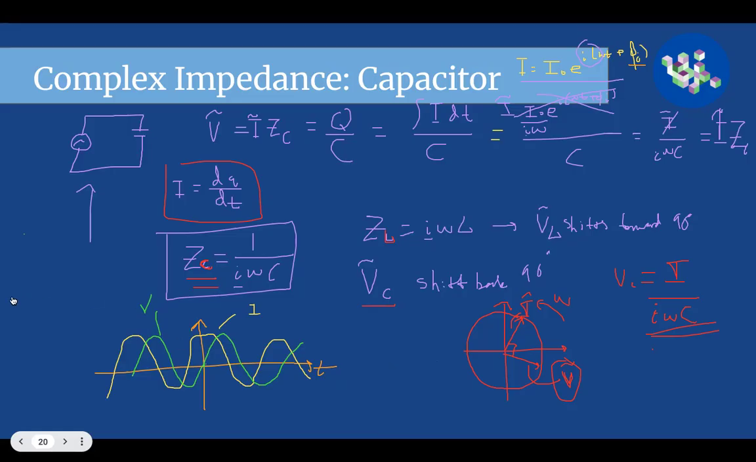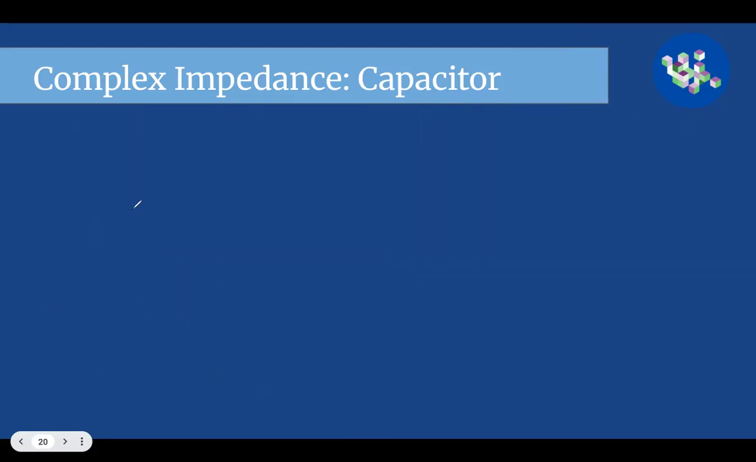All right. If not, let me give a few more remarks on the complex impedance. So remember, here are our overall results. We know the complex impedance of a resistor is simply your resistance. The complex impedance of an inductor is equal to I omega L. And the complex impedance of your capacitor is equal to 1 over I omega C.